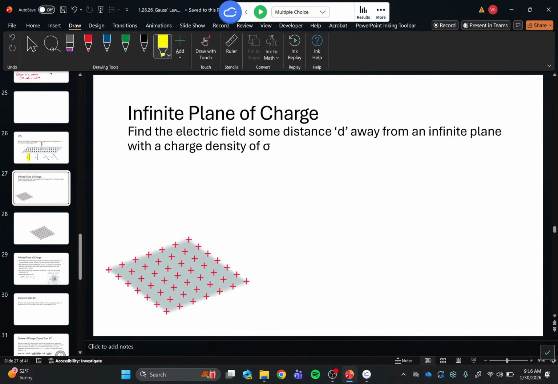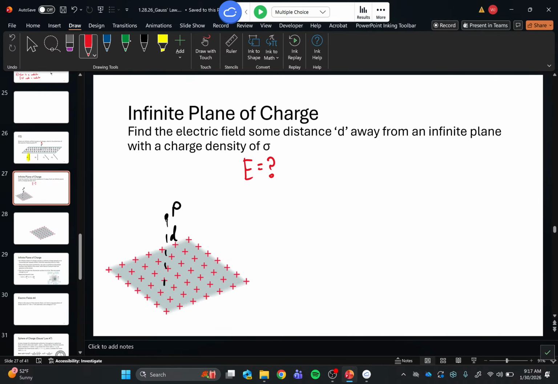So now we're going to do it. Find the electric field some distance d away from an infinite plane of charge with a charge density of sigma. So we're solving for the electric field at some random point above the surface, some distance d away. So E equals question mark. That's always what we're doing in these problems: E equals question mark. What's the electric field at this point? This is a really important problem, and I'm going to explain why after we solve it. It's a really interesting one.